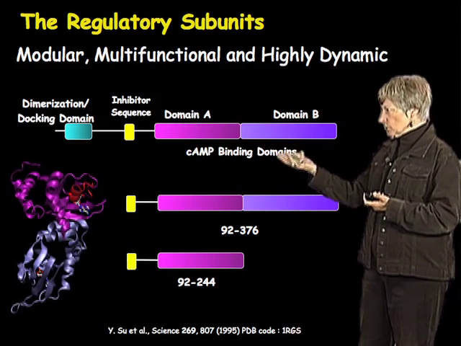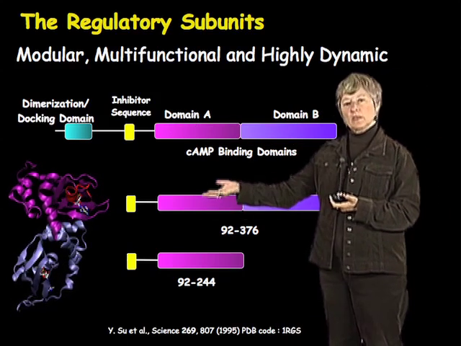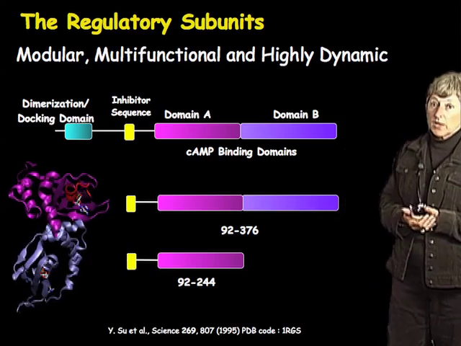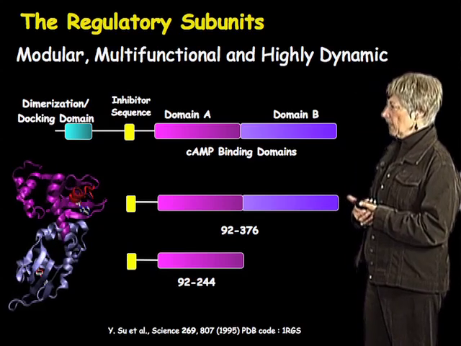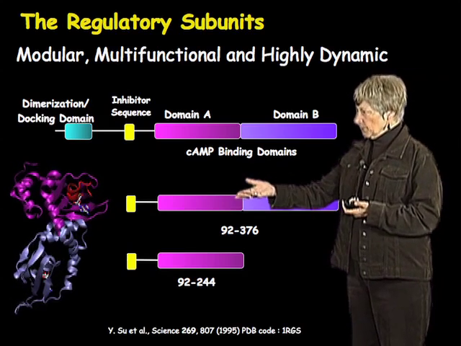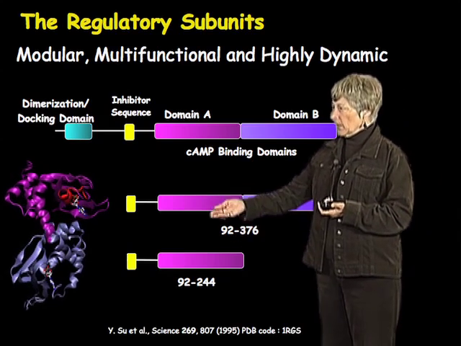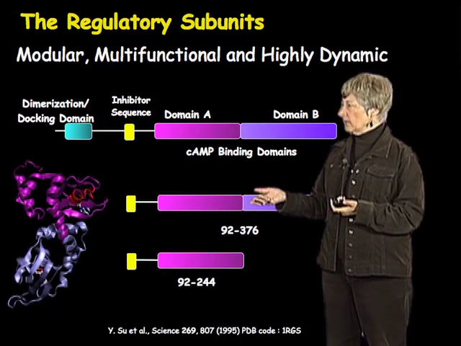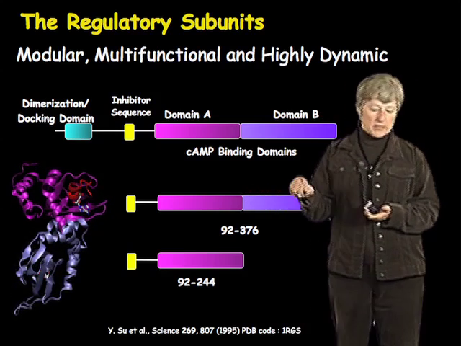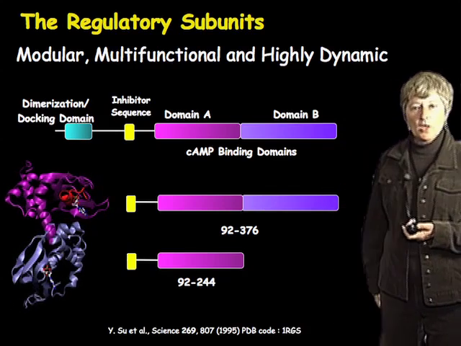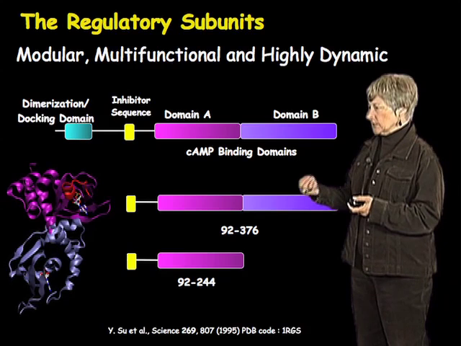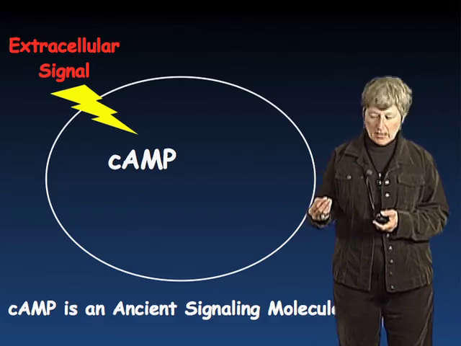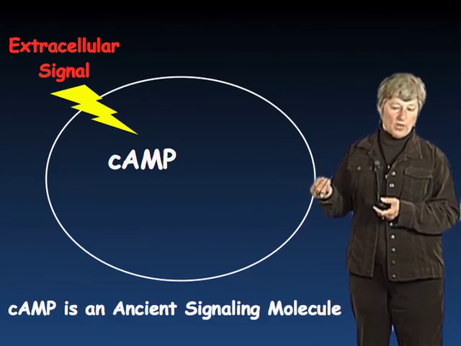And so it's hard to do a structure of the whole thing, but we could do structures of the monomeric forms, and they're perfectly functional in terms of binding cyclic AMP and binding catalytic subunit with very high affinity, sub-nanomolar affinity. And so we did structures of this one. We've also done a structure of the monomeric form. This first structure in 1995 showed us the cyclic AMP binding domain and told us how this regulatory subunit functioned as a receptor for cyclic AMP.